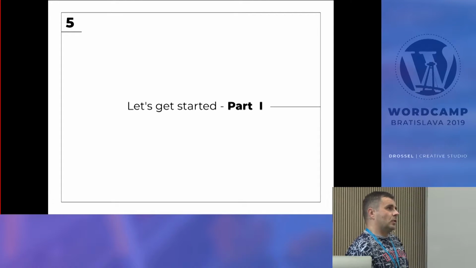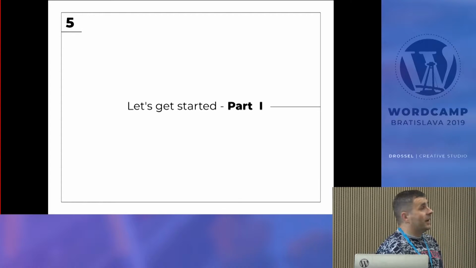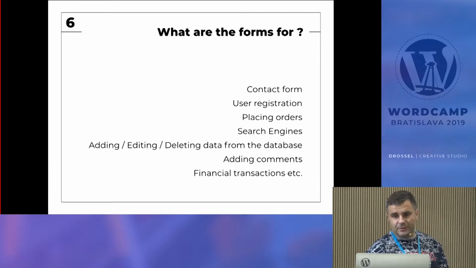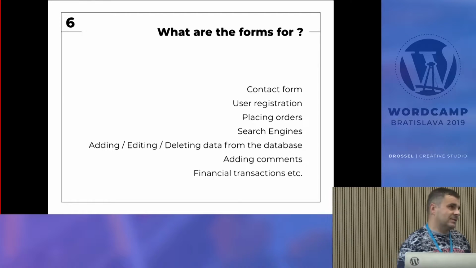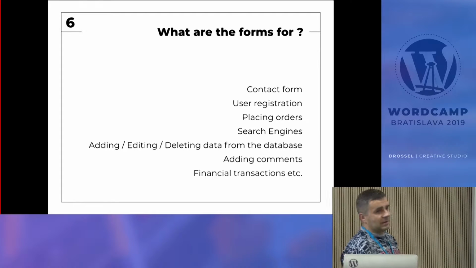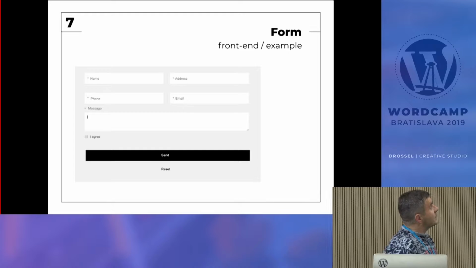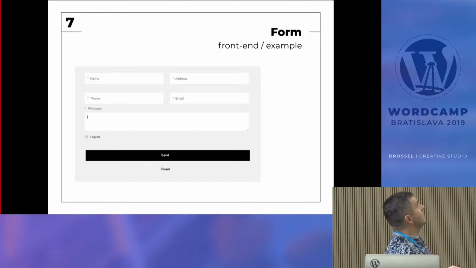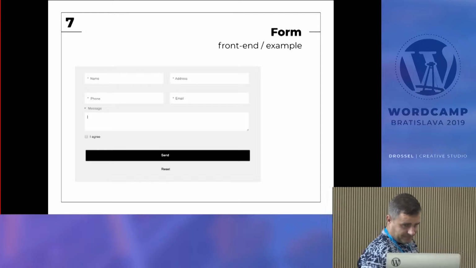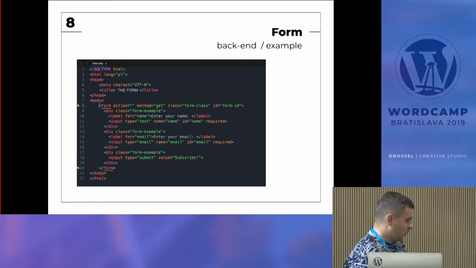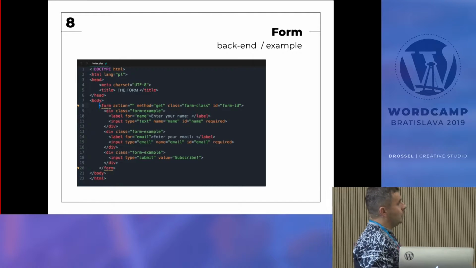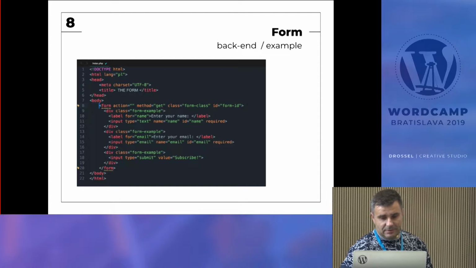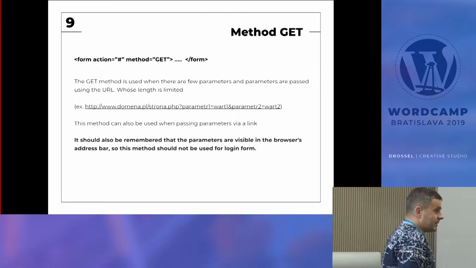When we search in internet, go to websites, almost every website has a form. It could be contact form, user registration form, placing orders form, search engines, adding comments, make some financial transaction. All of those is a forms. And this is example of very simple form. We see the 4 input fields, 1 text area, 1 checkbox, and 2 buttons. But on the backend side, we see that the simple form could look like this. We have a form syntax inside HTML with inputs and buttons. So it's simple.